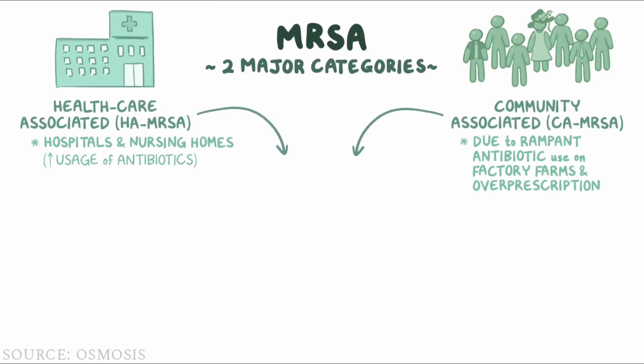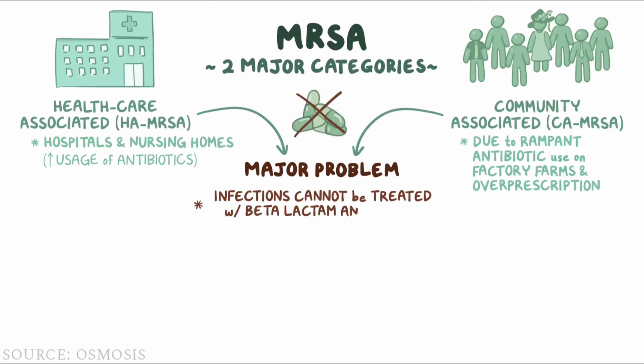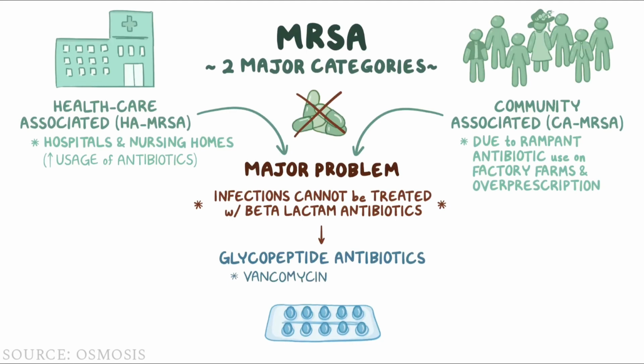Both HA-MRSA and CA-MRSA pose a major problem, because infections with those strains cannot be treated with beta-lactam antibiotics. As a result, another class of antibiotics, glycopeptide antibiotics, like vancomycin, are often used instead. Unfortunately, it's not as effective and comes with problematic side effects.